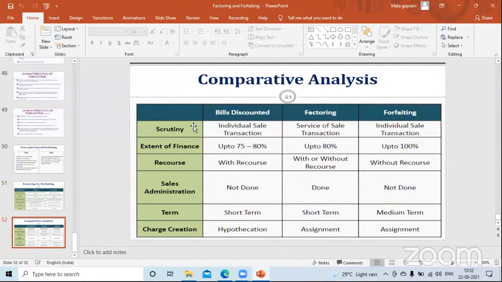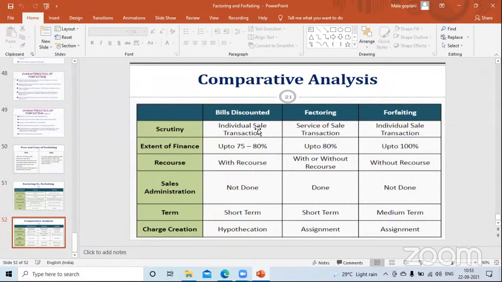The last slide of the chapter, comparative analysis. So you can just have a comparison between three of them: bills discounting, factoring, and forfeiting. So if you see scrutiny, it is individual sale transaction. One bill also can be taken to the bank. Here, service of all the sales transactions is taken. Here, individual sales transaction can be taken, but you will say, ma'am, then individual sales transaction is here also and in bills discounting also.